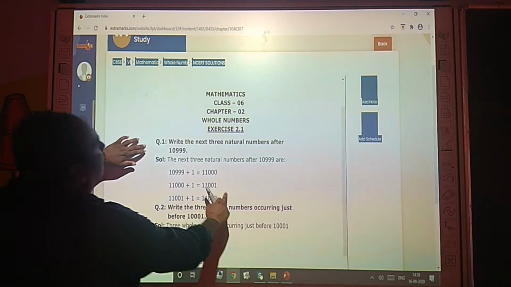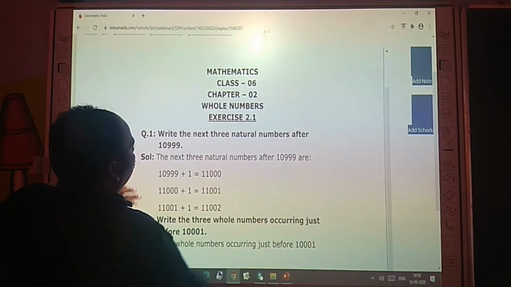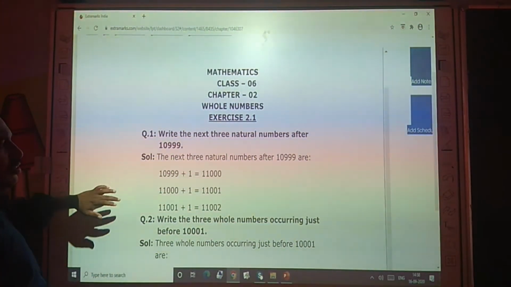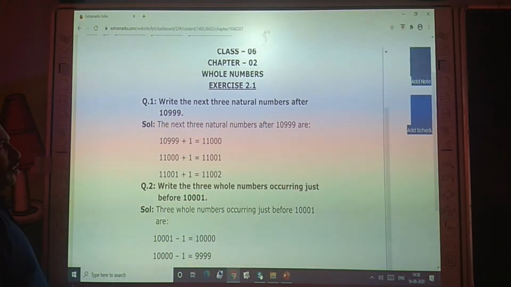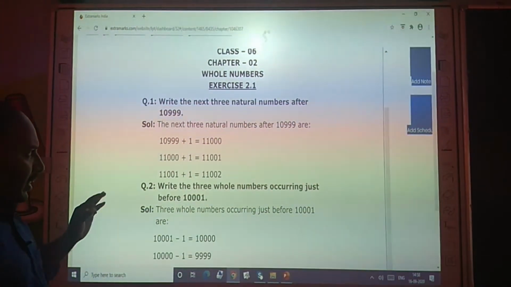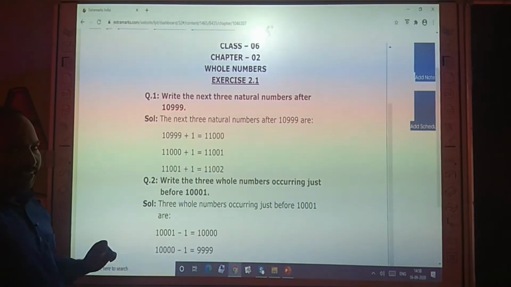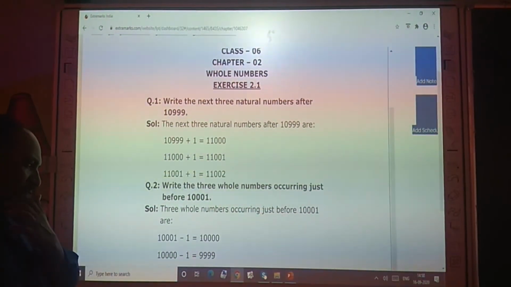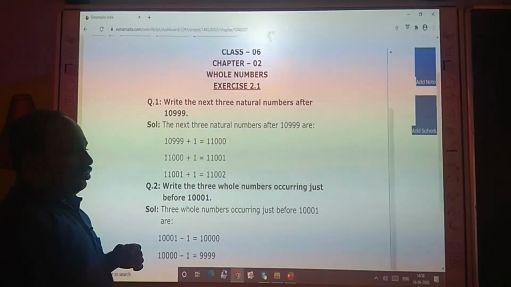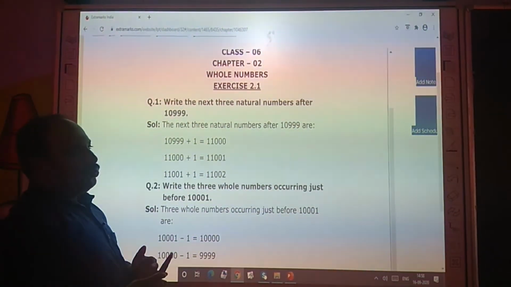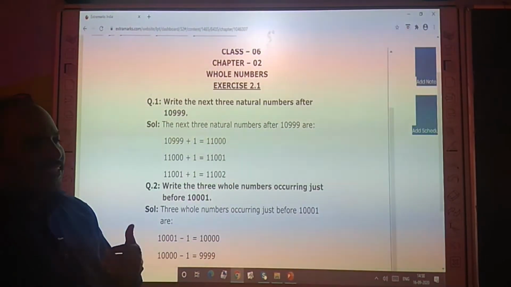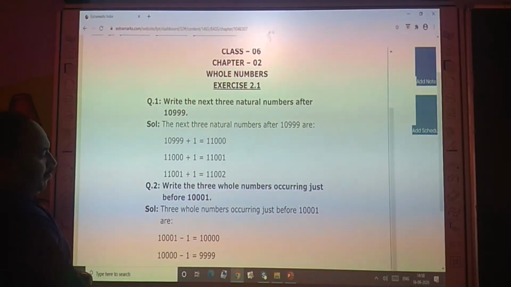Maths class 6 chapter 2 whole numbers, exercise 2.1, question number 1. Write the next three natural numbers. Already we know the natural numbers. What are the natural numbers? Natural numbers start with 1, 2, 3, 4, 5.